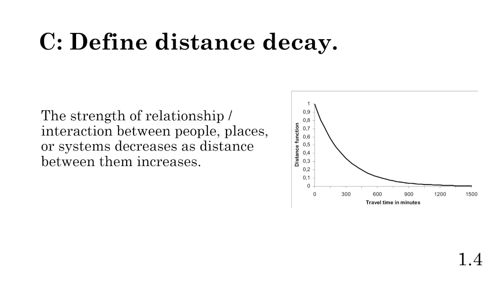I have this one here to kind of show you what this means. So what the graph shows is distance decay. So if travel time increases in minutes, distance decreases. So you can say interaction decreases as well.